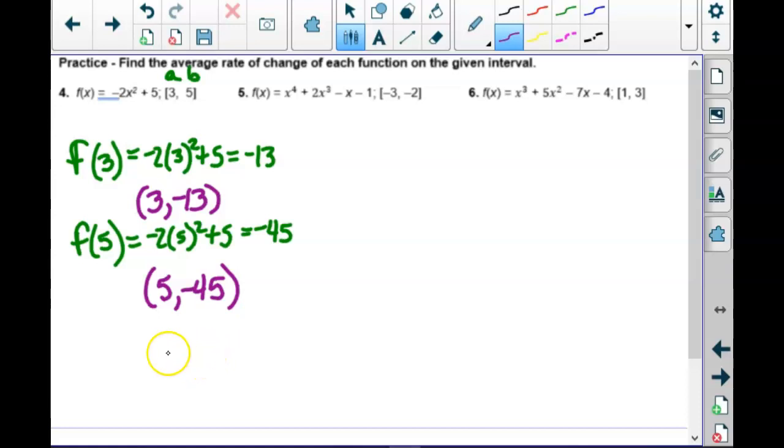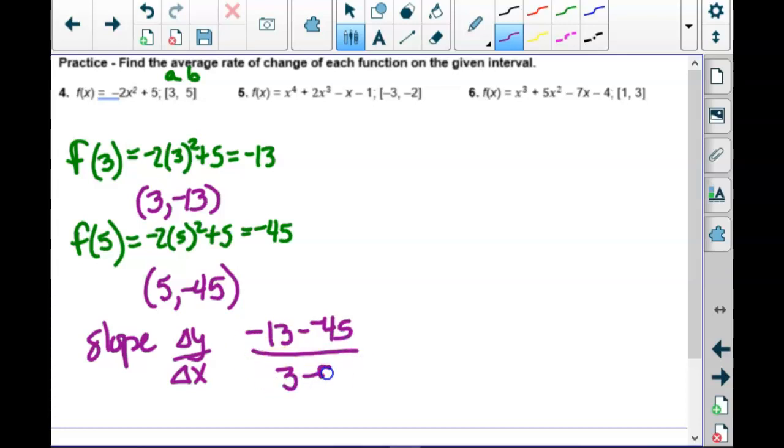No. What you have to do is find the slope, and remember, slope is change in y over change in x. Whatever order you want to do it in. If I do negative 13 minus negative 45, then I go 3 minus 5. You could switch the order on those as long as you're subtracting. This becomes 32. Did anybody get that? Over negative 2 or a negative 16. Anybody else getting that? Okay.